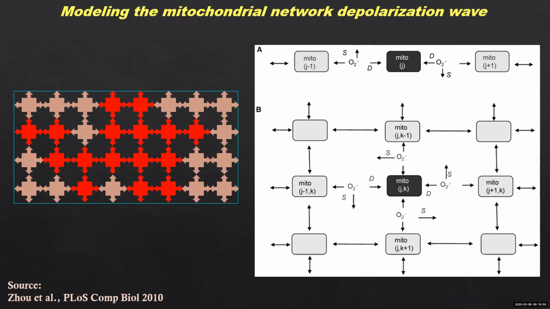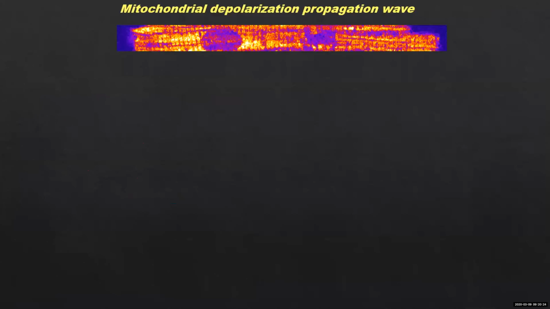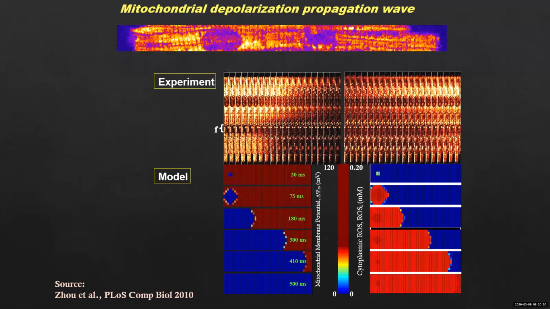Then, using this basic mitochondrial model, we arranged a lattice of 10 by 50, a rectangle of 500 mitochondria, coupled by diffusion, in this case of superoxide, and we asked if we were able to simulate the propagation of the mitochondrial loss of membrane potential.